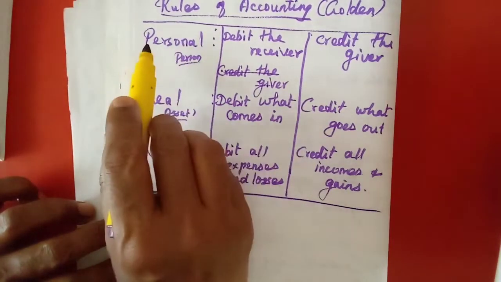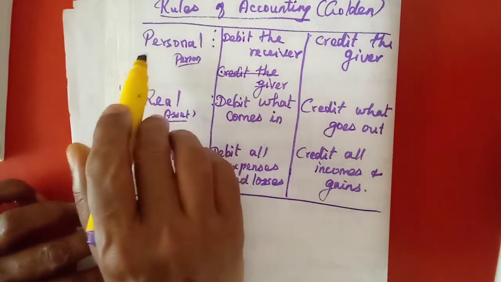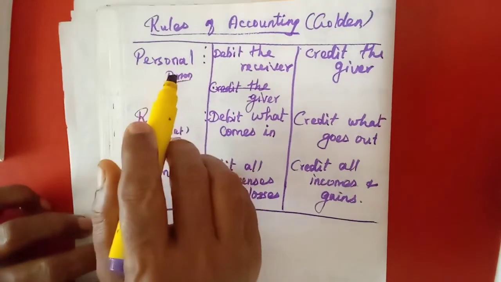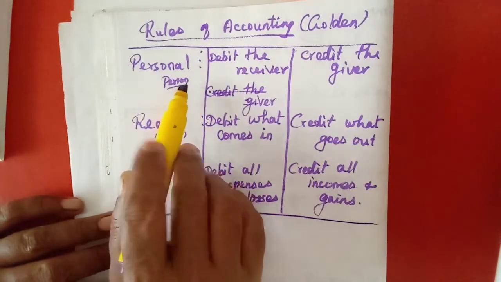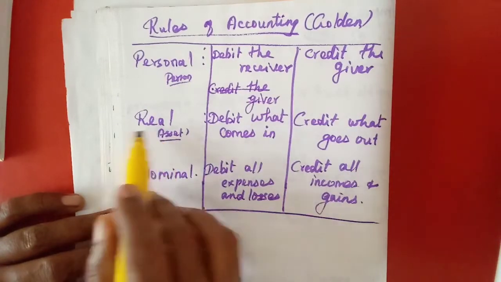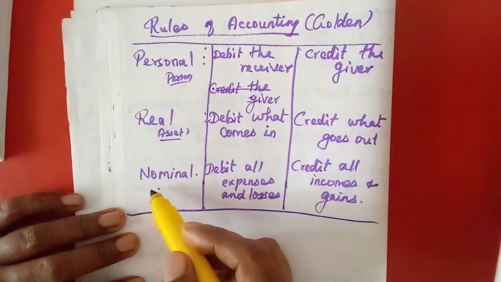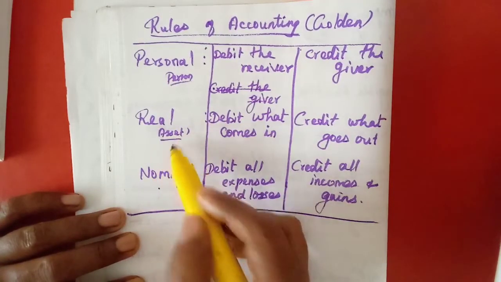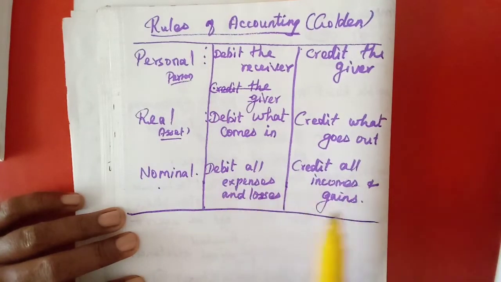For that traditional approach only, they are dividing the accounts into 3, mainly 2, personal and impersonal. Now, that personal is again divided into 3, we have studied. That is the main one, personal account. Then the second one, impersonal, is divided into 2, real account and nominal account. Real account is related to assets, nominal account is related to all the expenses, losses, incomes and gains.